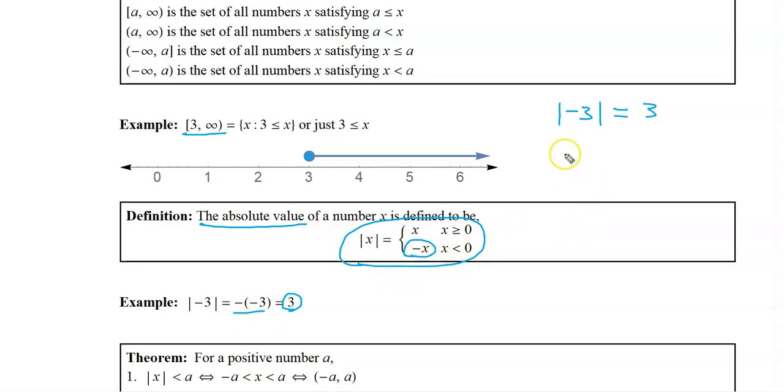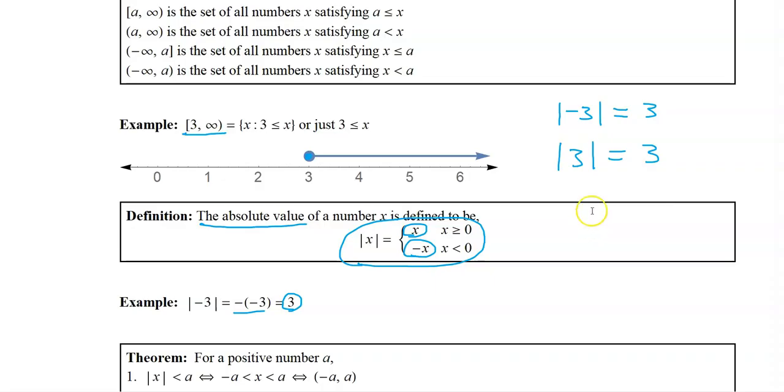And of course, if you had something like the absolute value of 3, well, that's just 3. And if we follow the definition, that's exactly what we get back. The absolute value of 3, since 3 is positive, we use this piece of our definition, and so we just remove the absolute value symbols, and we get positive 3 back, of course.